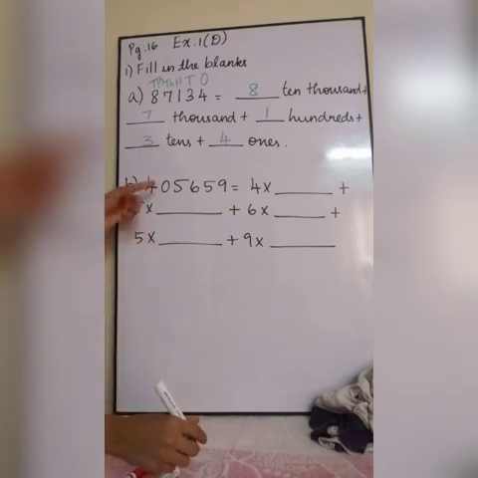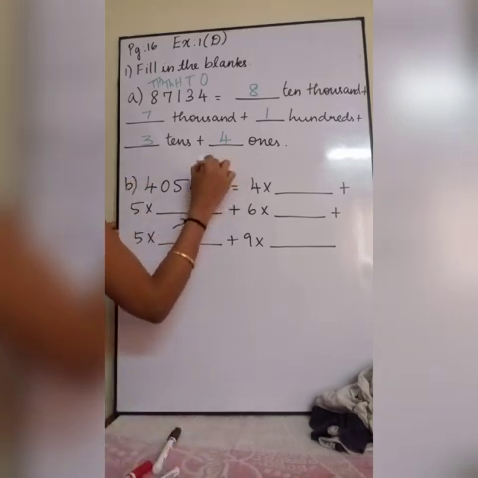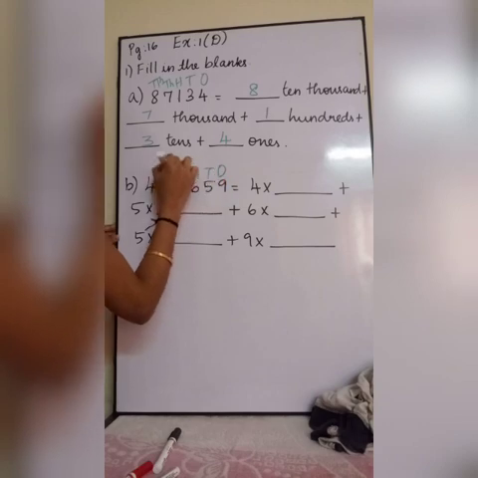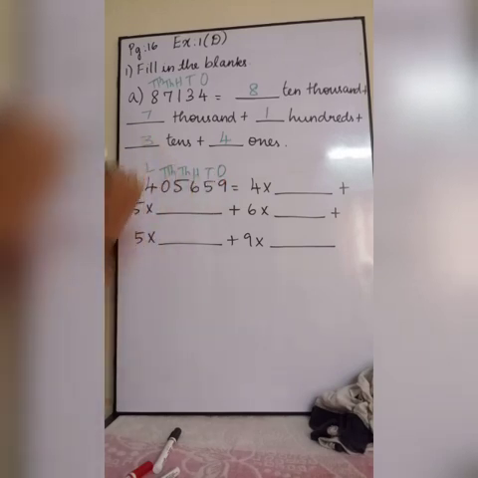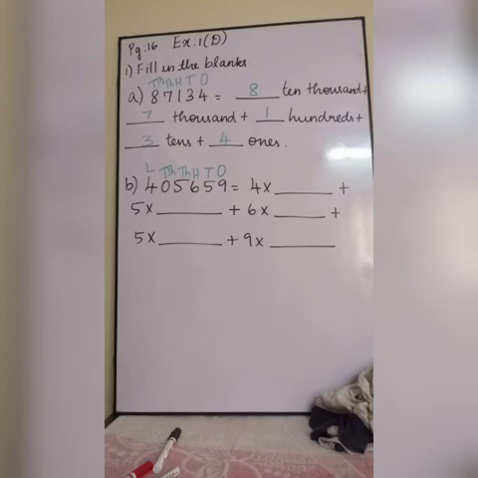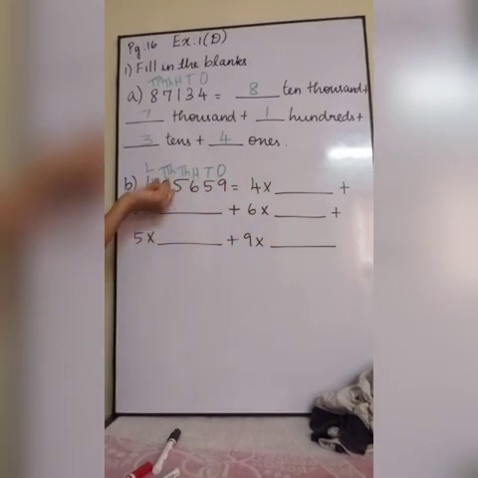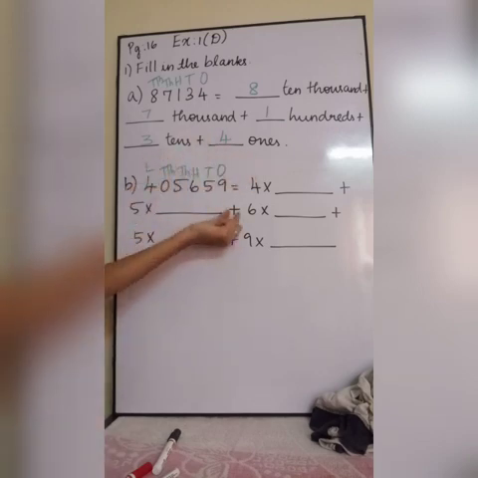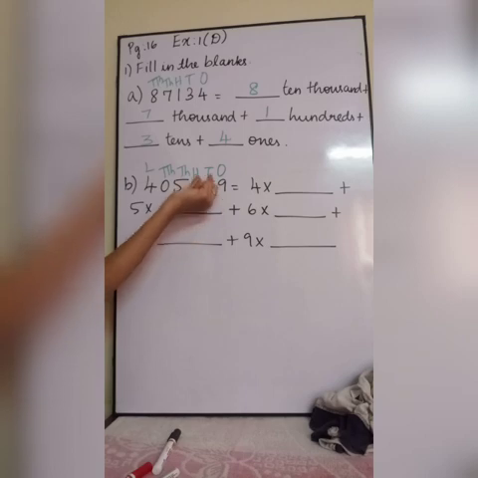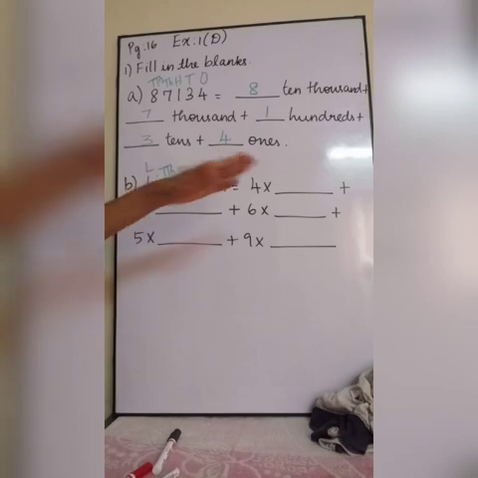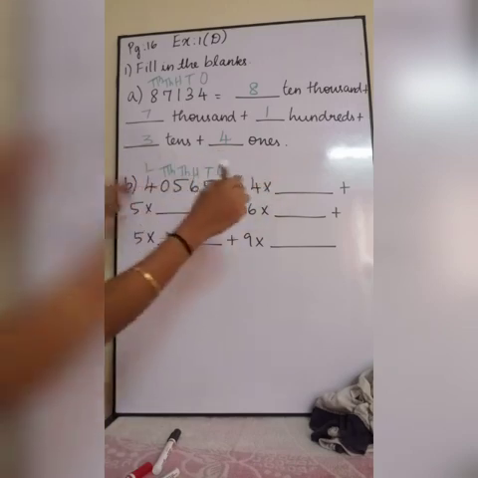Now listen, for this question: ones, tens, hundreds, thousands, ten-thousands, lakh. What they have given is the 4, but the place value of the 4 is lakh. So 4 into lakh plus 0 into 10,000, which means 0, 5 into thousands plus 6 into 100 plus 5 into 10 plus 9 into 1. This is what we have to write. Some things are missing here. So can we write like this?